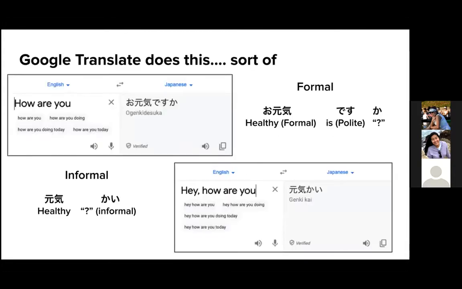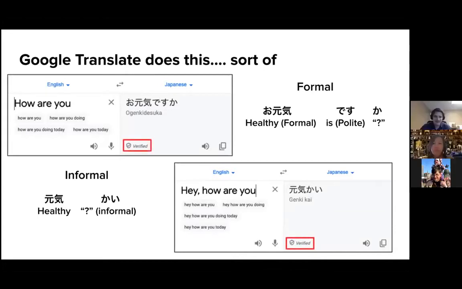Google Translate comes close to doing this, kind of. So when I type in, "How are you?" it translates it formally, but I type in, "Hey, how are you?" and it translates it informally. So that's good, right? Well, not quite. The verified checkmark actually means that a human had to go in and tell Google Translate that this was the correct way of doing this. So in fact, Google Translate really doesn't do this.